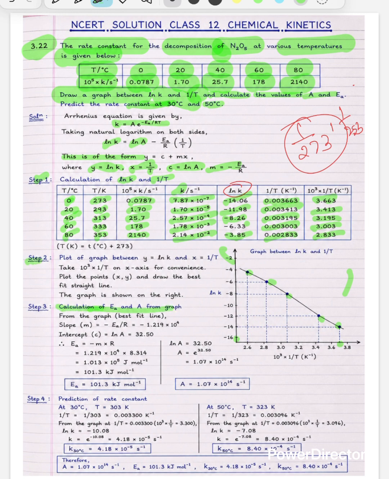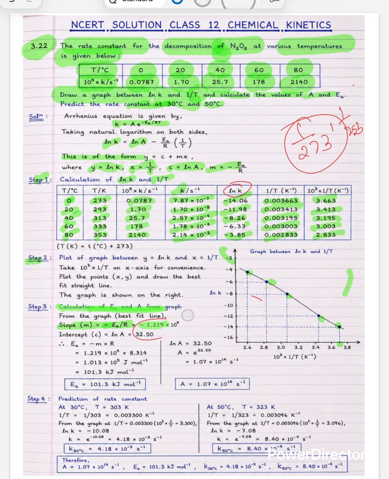Now the calculation of EA and A. This we also calculate from the graph. From the best fit line, m is equal to minus EA by R, and the value becomes minus 1.21 into 10 raised to power 4. You can easily calculate it as y2 minus y1 upon x2 minus x1, taking any two points from the graph. Then we get this value.